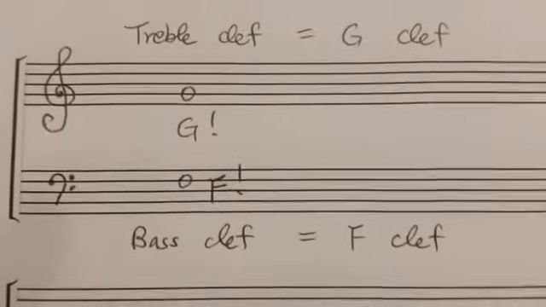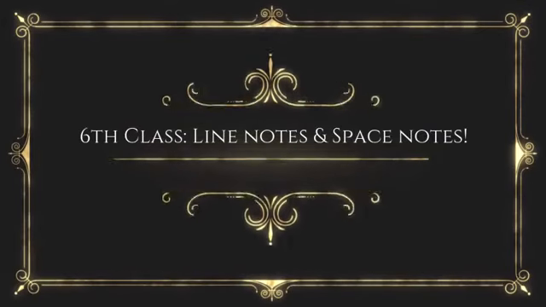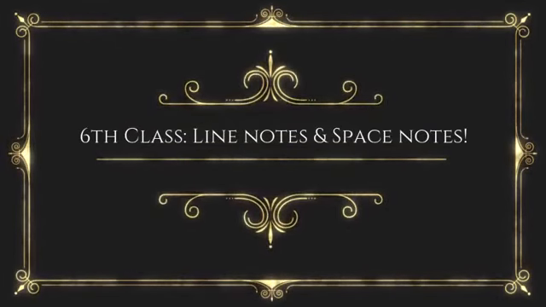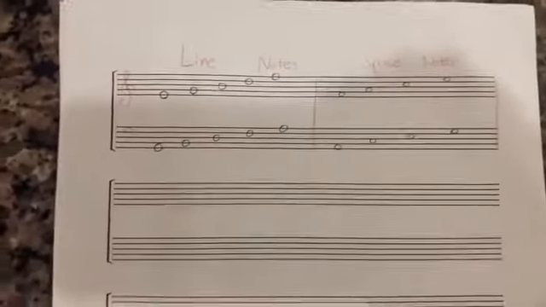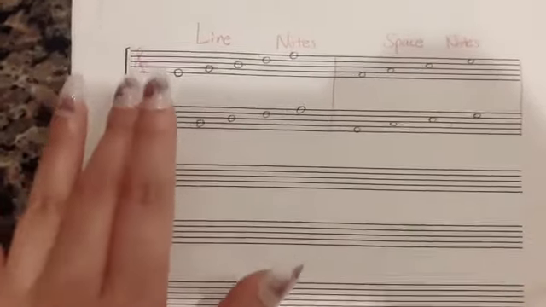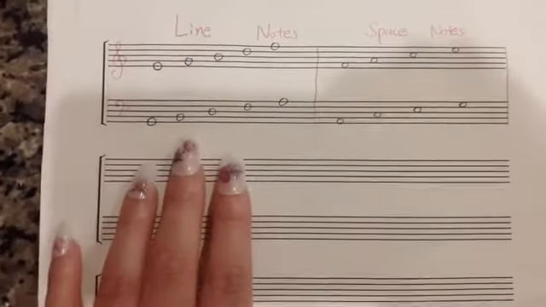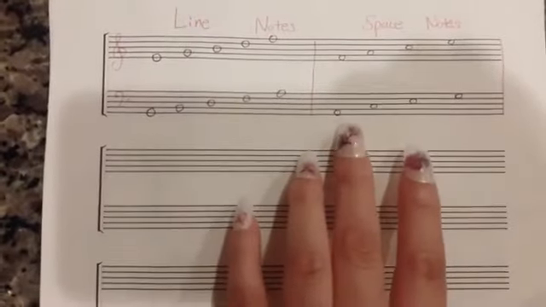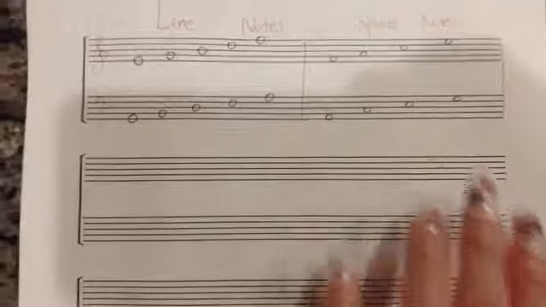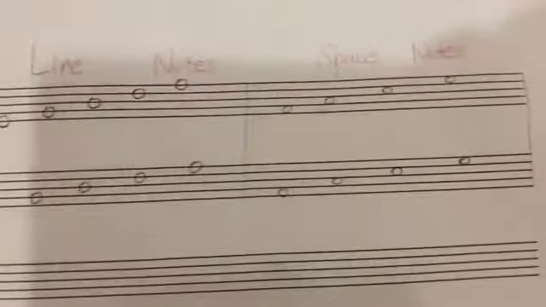Treble clef is mostly for right hand, and bass clef is mostly for left hand. Line notes and space notes. Whether it is in treble clef or bass clef, if notes are exactly on the lines like these, they are called line notes. But if the notes are exactly between the lines, in the space, they are called space notes. From the near side, line notes and space notes.